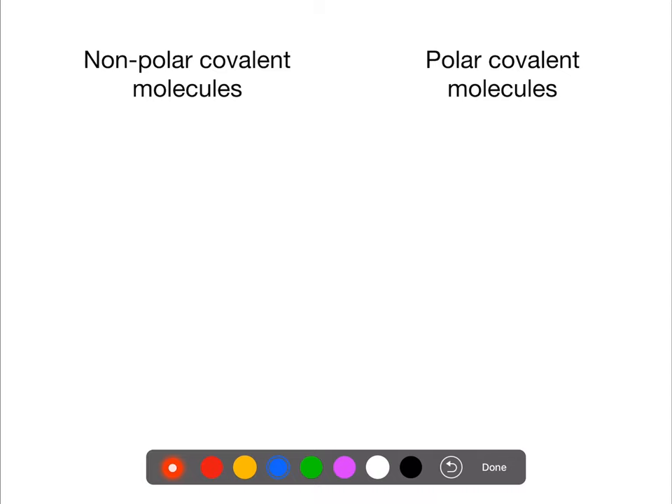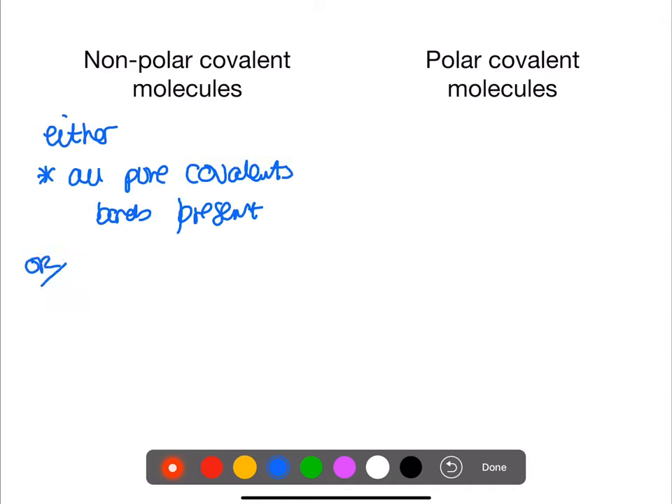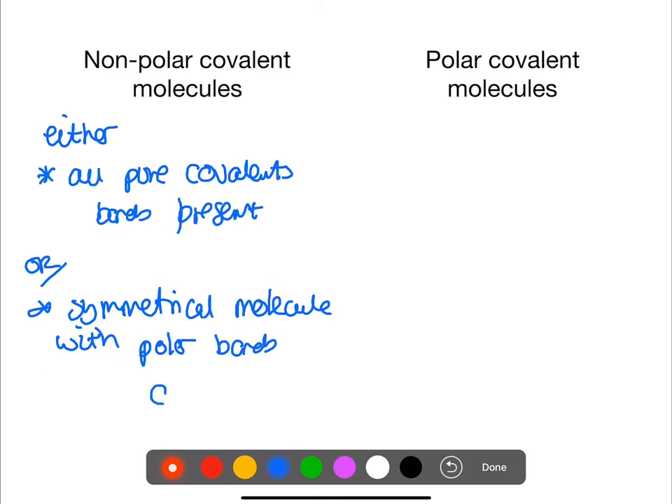Non-polar covalent molecules occur on two occasions. Either you have all pure or non-polar covalent bonds, or you have a symmetrical molecule where the bonds are polar. For example, in carbon dioxide, the CO bonds are polar bonds. However, the molecule is overall symmetrical and therefore non-polar.